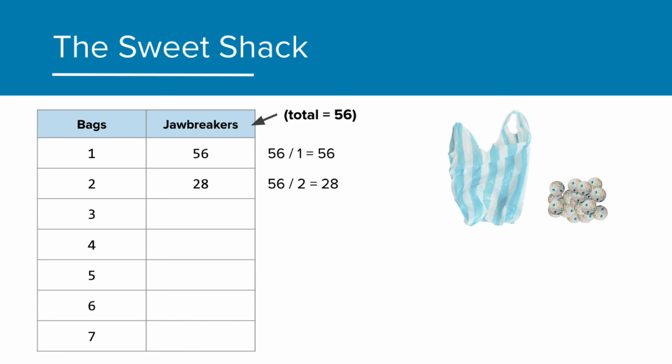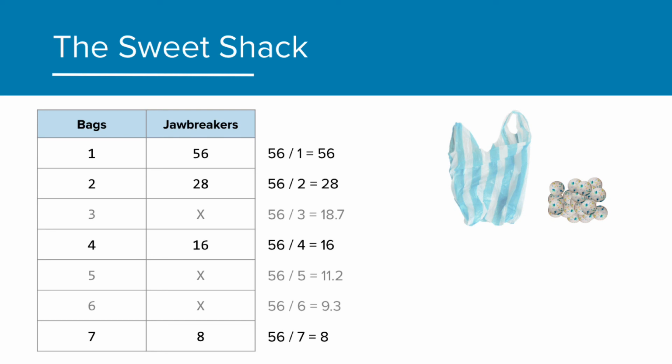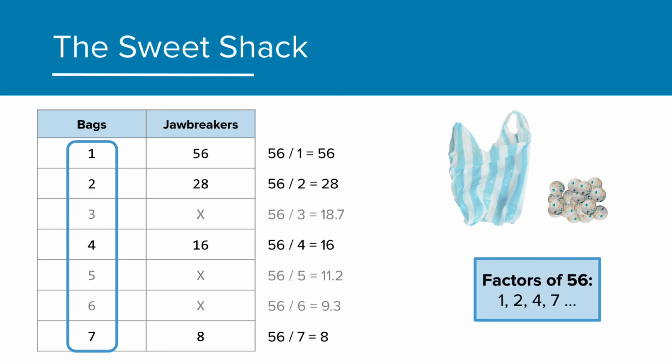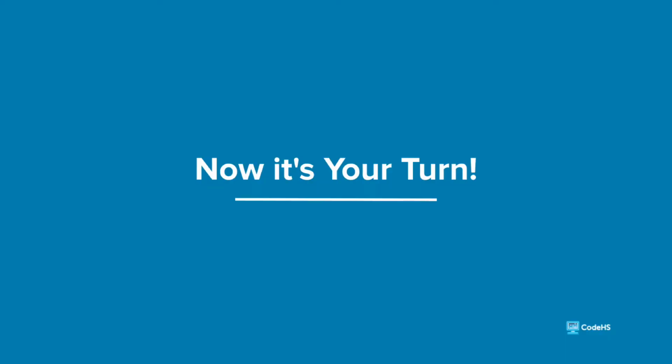And what about three bags? Same process here. Take 56 and divide by 3, and there is a remainder. So it's not a factor and it's not a possible bagging option. We can continue this all the way up to 56 bags with one jawbreaker each, but let's check out the next 4. As you can see here, we could bag the jawbreakers evenly with 1, 2, 4, or 7 bags. In other words, 1, 2, 4, and 7 are factors of 56. Okay, great. Now it's your turn to practice working with factors.